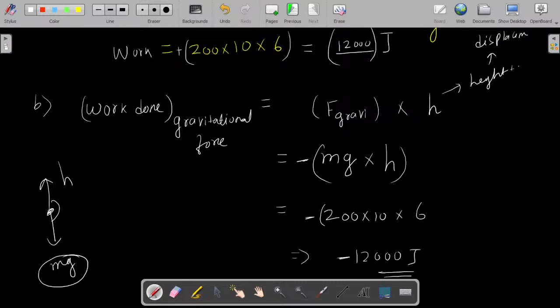So work may be positive, negative, or 0. Whatever is asked, whether it is gravitational force, that time you have to take what? Work done by gravitational force, you have to take gravitational force. Work done by spring force, you have to take spring force. Work done by applied force, you have to take applied force. In this way you have to solve the numericals. Next topic, you write down.